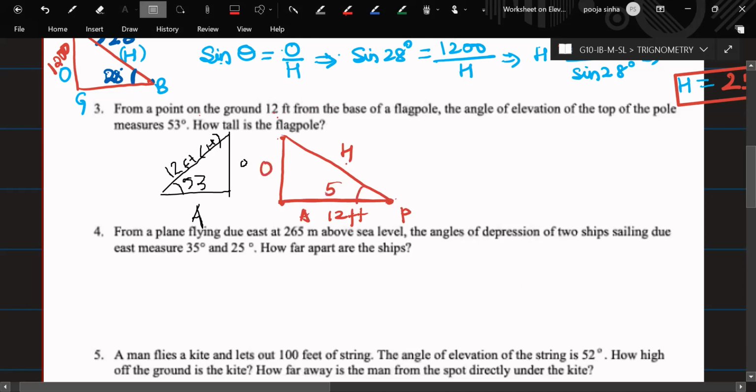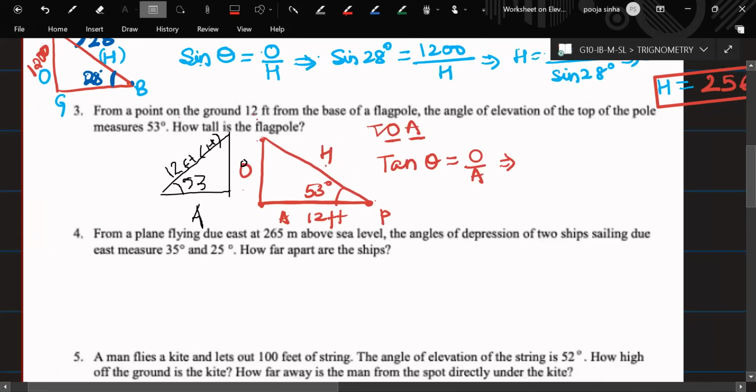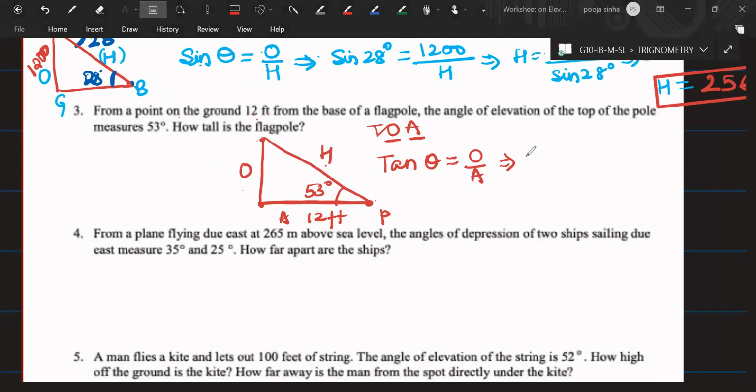Everything else was fine, 53 degrees. What do I use? SOH CAH TOA. For TOA, what are we supposed to find out? The height of the flag. I need to find O and I have A, so I will use TOA. So tan theta equals O upon A. Please say it with me: tan theta equals opposite over adjacent. Tan 53 degrees.